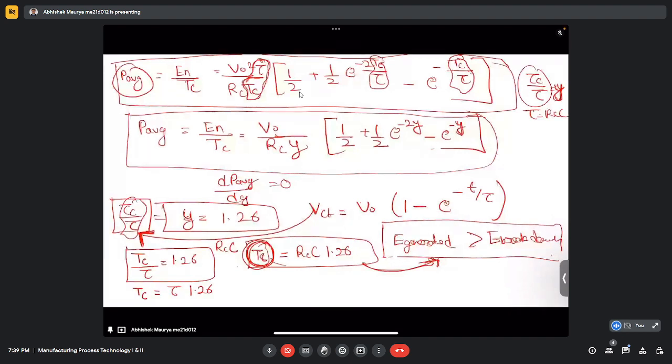So after TC time, how much will our capacitor be charged? That we can find out by putting TC here. If we put TC here, we can find out what voltage will be there in the capacitor after time TC. If you substitute it, you will get V0 times (1 minus e to the power minus 1.26). And if you calculate it, you will get VC(TC) equal to 0.72 of V0. So this is the final value.